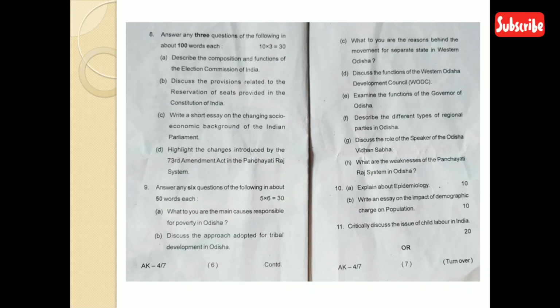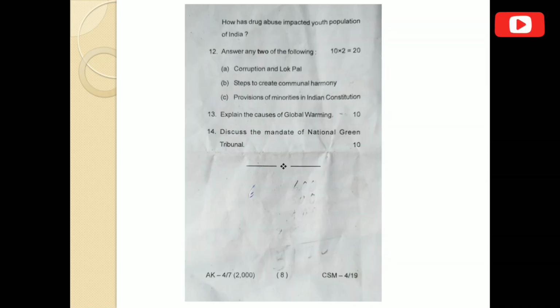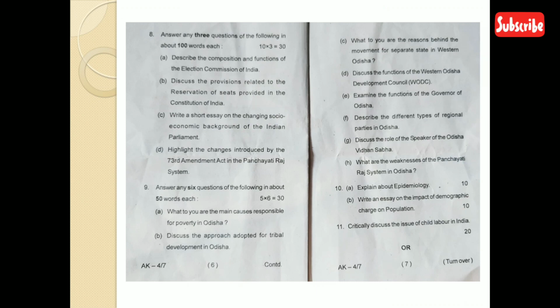So you have to prepare demography, and then child labor, a direct question, drug abuse, a direct question, corruption, Lokpal, again direct questions, corruption in public life, these are in the syllabus, communal harmony in the syllabus, minorities in the syllabus, global warming, environmental issues, then a national institution, that is the National Green Tribunal. You might have expected the National Green Tribunal, but such types of questions are coming. It is related to environment, pollution, all these things. That is why it is coming in the examination. So it is your duty to go through the syllabus and get ready for the examination.